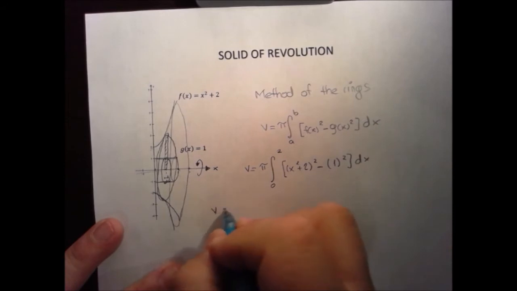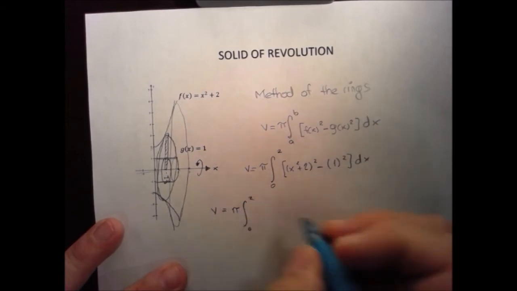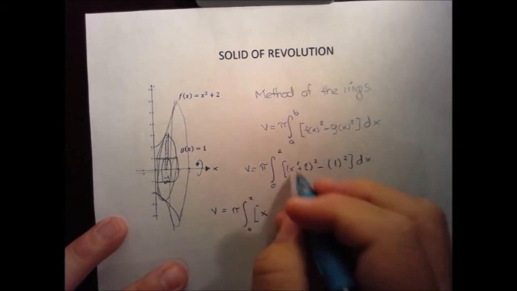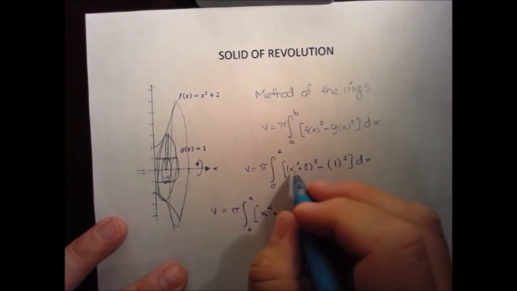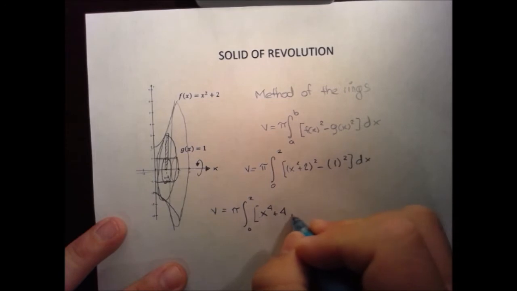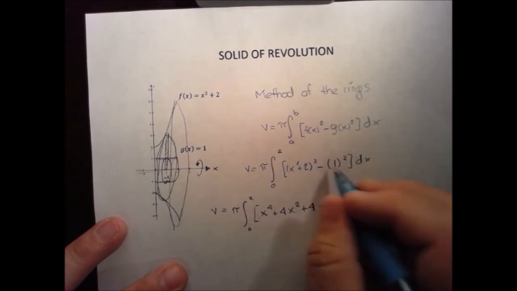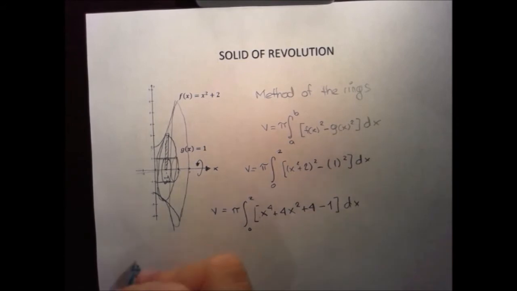First of all, we need to develop this binomial. Then we have a squared binomial, and if I develop it, it's going to be the square of the first one, x to the 4, plus 2 times the first and the second, which is plus 4x squared, plus the square of the second, that is 4, minus 1 squared, that is just 1, dx.